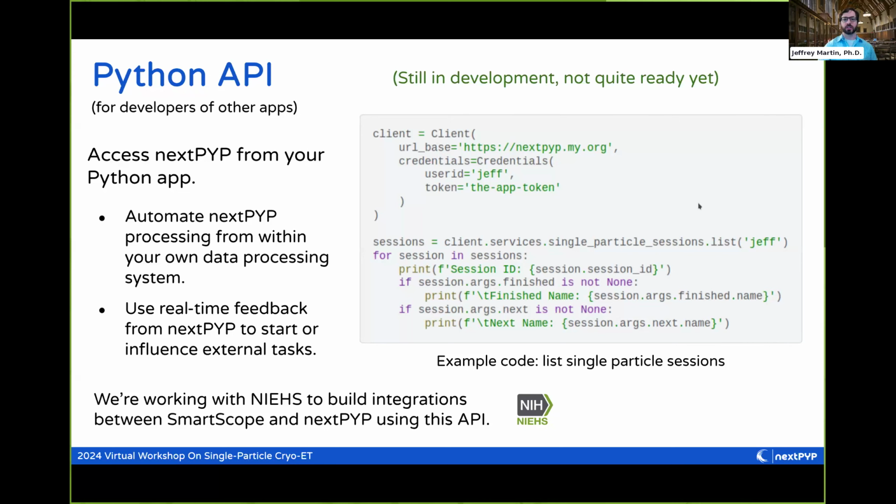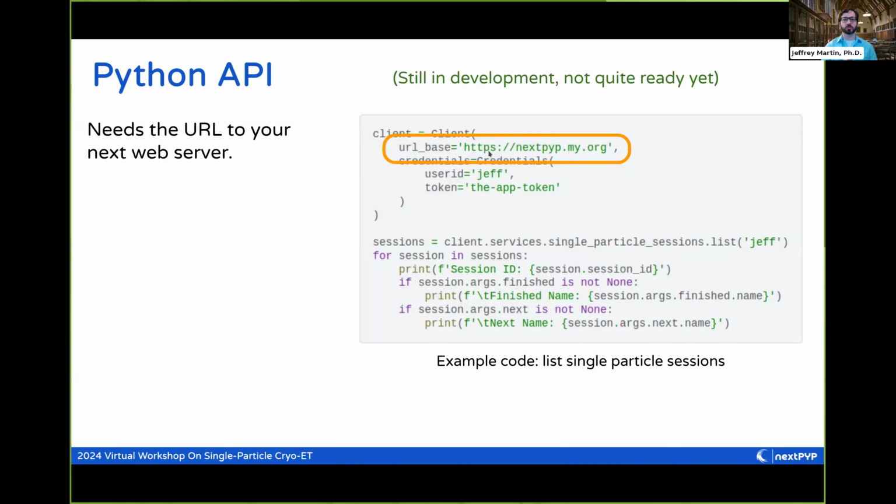So on the right here, I have an example of just a very simple task that we do with this API. First thing you do is create a client by instantiating this client object. I'm not going to go too much into programming details for people in the audience that aren't programmers, but I want to point out a few features. All you need for this to work is the URL of your web server.